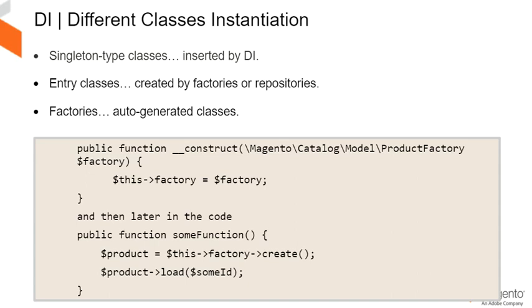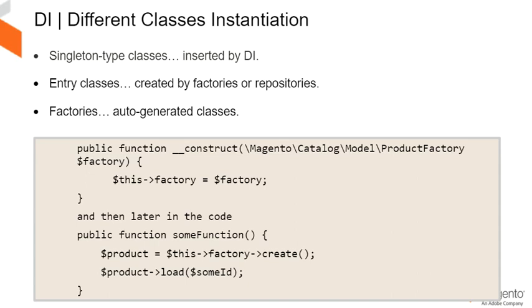For example, if you want to instantiate and then load the Magento Catalog Model Product class, you would include a factory in the constructor, create a product instance using the factory, and then load it, as shown on your screen. This example demonstrates a best practice for Magento to use API interfaces for CRUD operations. We will discuss these more in Unit 5.